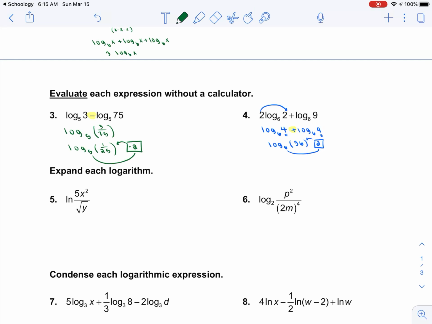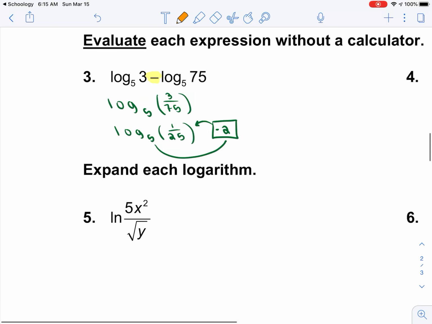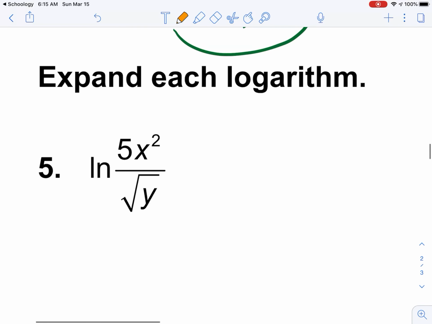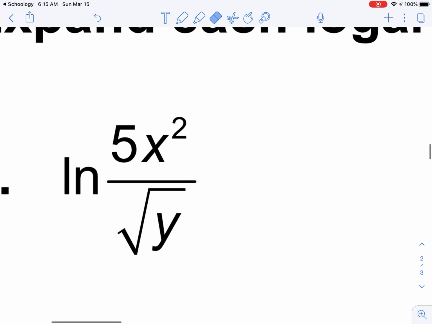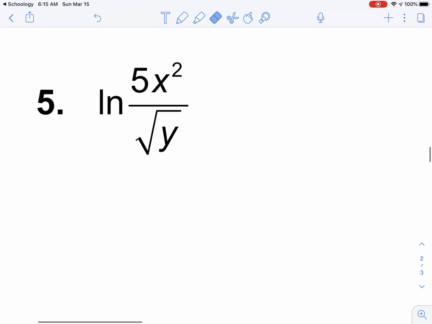The next set of examples say to expand. But this time, there are variables as well. So when we're doing a problem like this, where we're expanding and we have variables in here, always look at the things that are happening with that argument and think about what is affecting every single term. This squared on the x only affects the x. This product on the top only affects the 5 and the x squared. But if you notice, this quotient affects the 5, the x squared, and the square root of y. So what we need to do is take care of the quotient first.